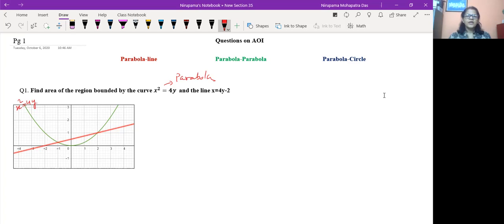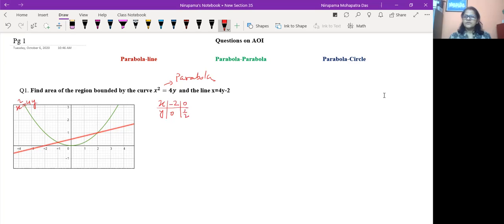To draw the line, you can take 2 points and join them. When y equal to 0, x equal to minus 2. Similarly, when x equal to 0, 4y equal to 2, so y equal to 1 by 2. This is the way we have drawn the graph.